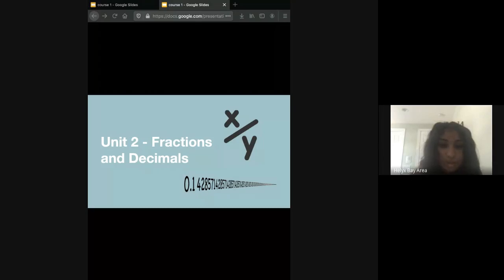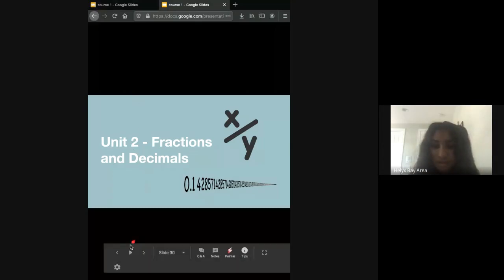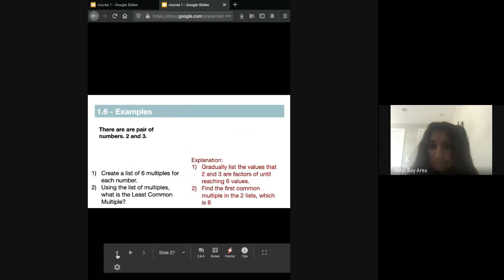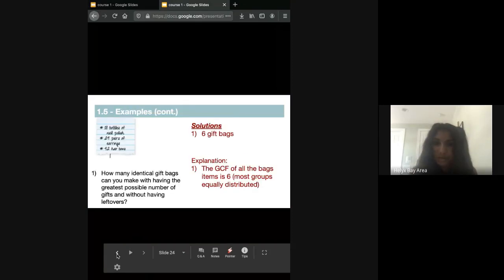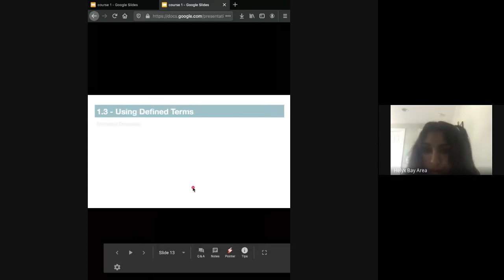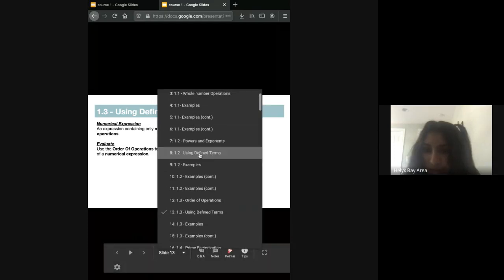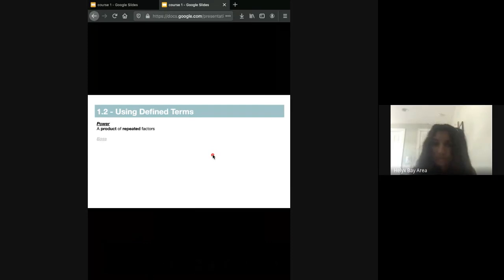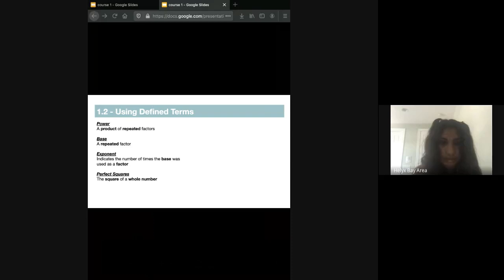Nidhi asked, what is a perfect square? A perfect square is basically, here, let me go back to show you. So this was in our second section. So basically, a perfect square is a square of any whole number. Okay, let me answer this question first.